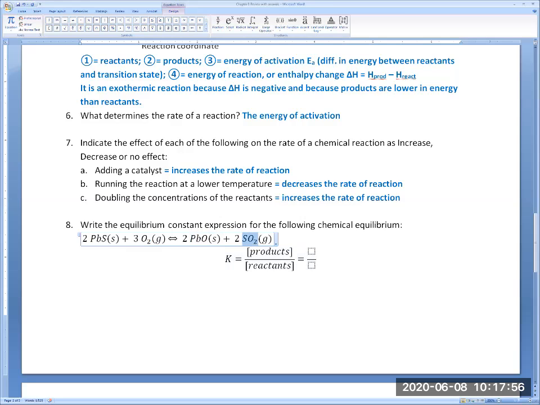We have SO2 here. It's a gas, and gases are included. So it's solids and liquids that are not included. Gases and aqueous solutions would be included.